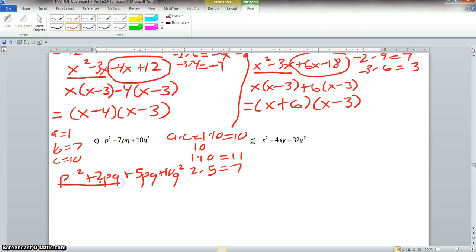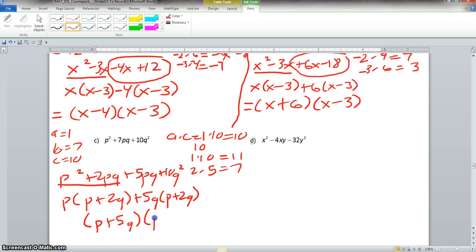Now we group the first two values. We can factor out a P, and we have P plus 2Q. Then we'll take these second two terms here, and we can factor out a positive 5Q, and we have P plus 2Q. So now we will have in one parenthesis P plus 5Q, and then P plus 2Q. And that's it.